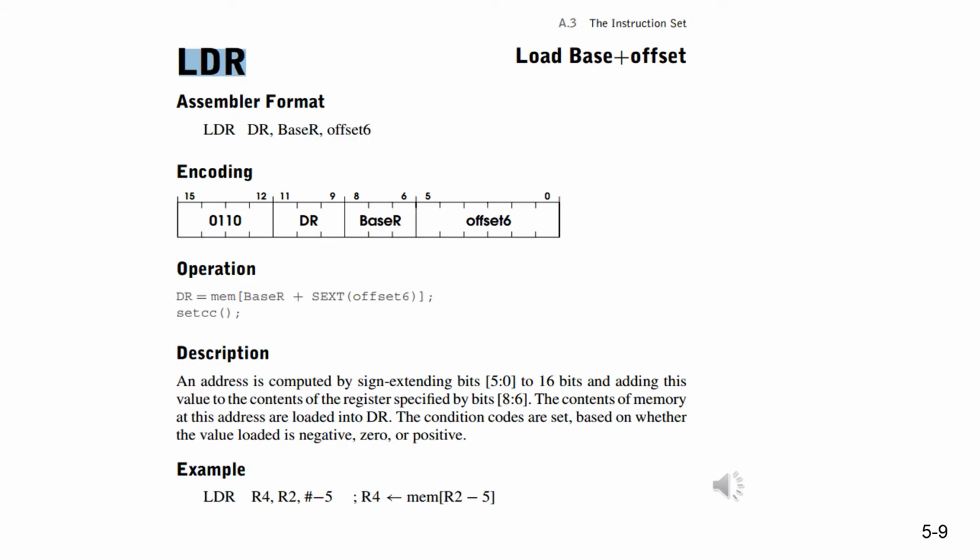Here we have the syntax for LDR. Opcode is 0110. Bits 9, 10, and 11 specify the address of the destination register that we're loading into. And then bits 6, 7, and 8 are the base register, which will hold a full 16-bit memory address. And we can also add an offset to the address. It's a 6-bit 2's complement sign extended offset.